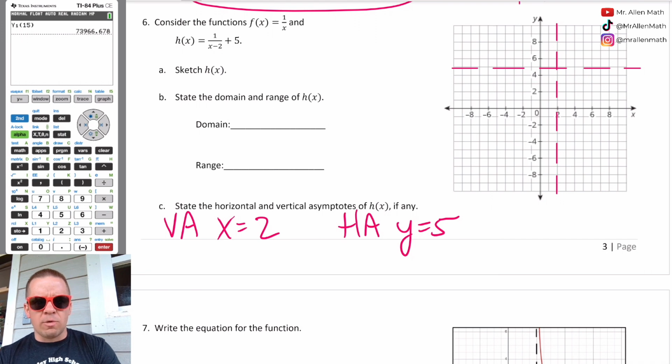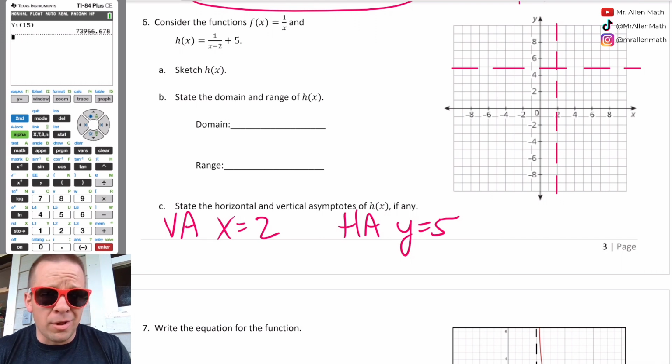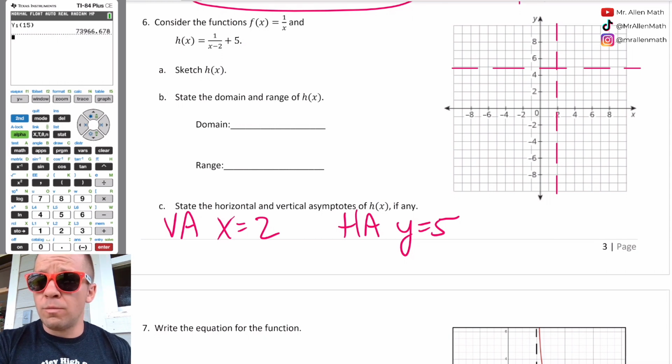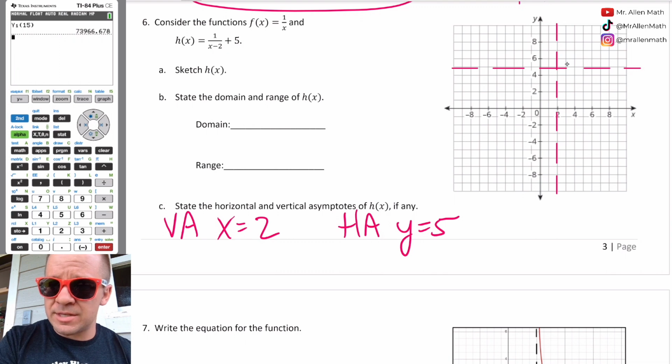And now, let's see here. What else do we need? Well, we could plug in a point, right? I could plug in, let's just say if I plugged in 3, I'd get 1 over 1, which is 1, plus 5 is 6. So 3 comma 6. There's a point right there on that graph.